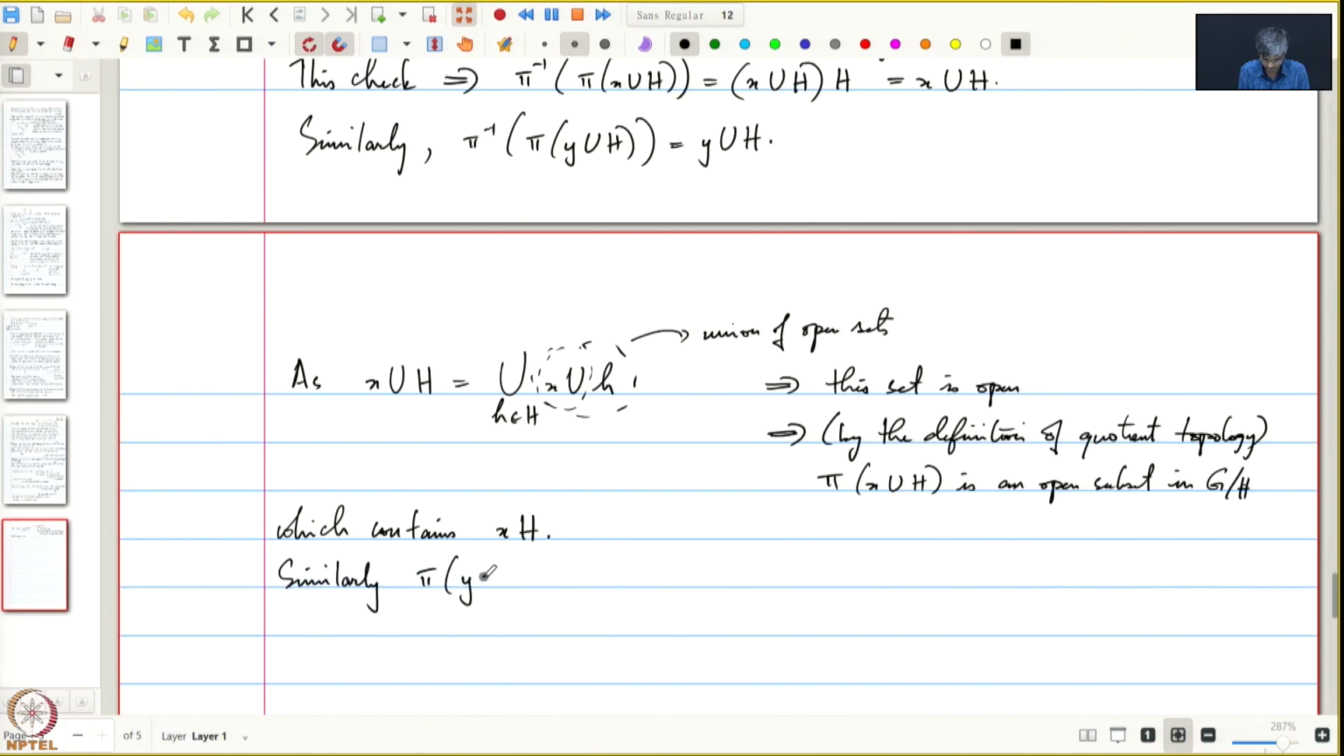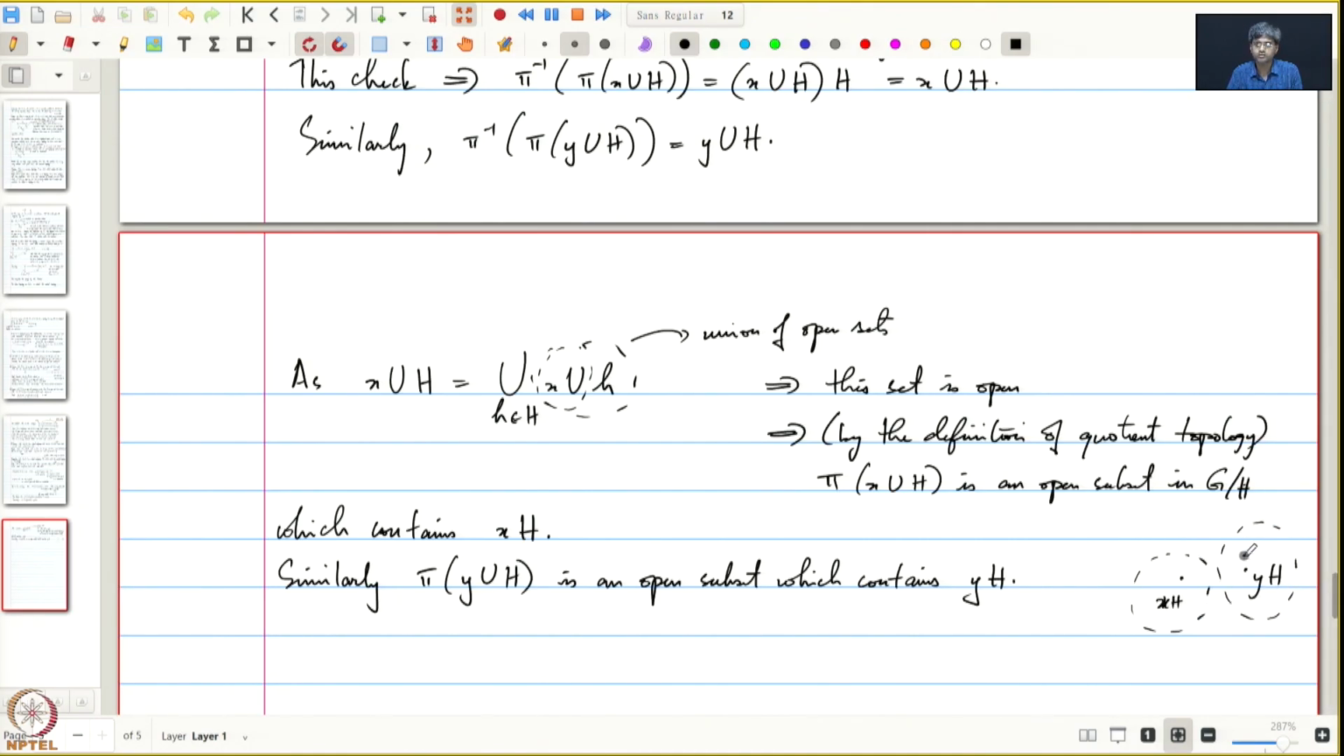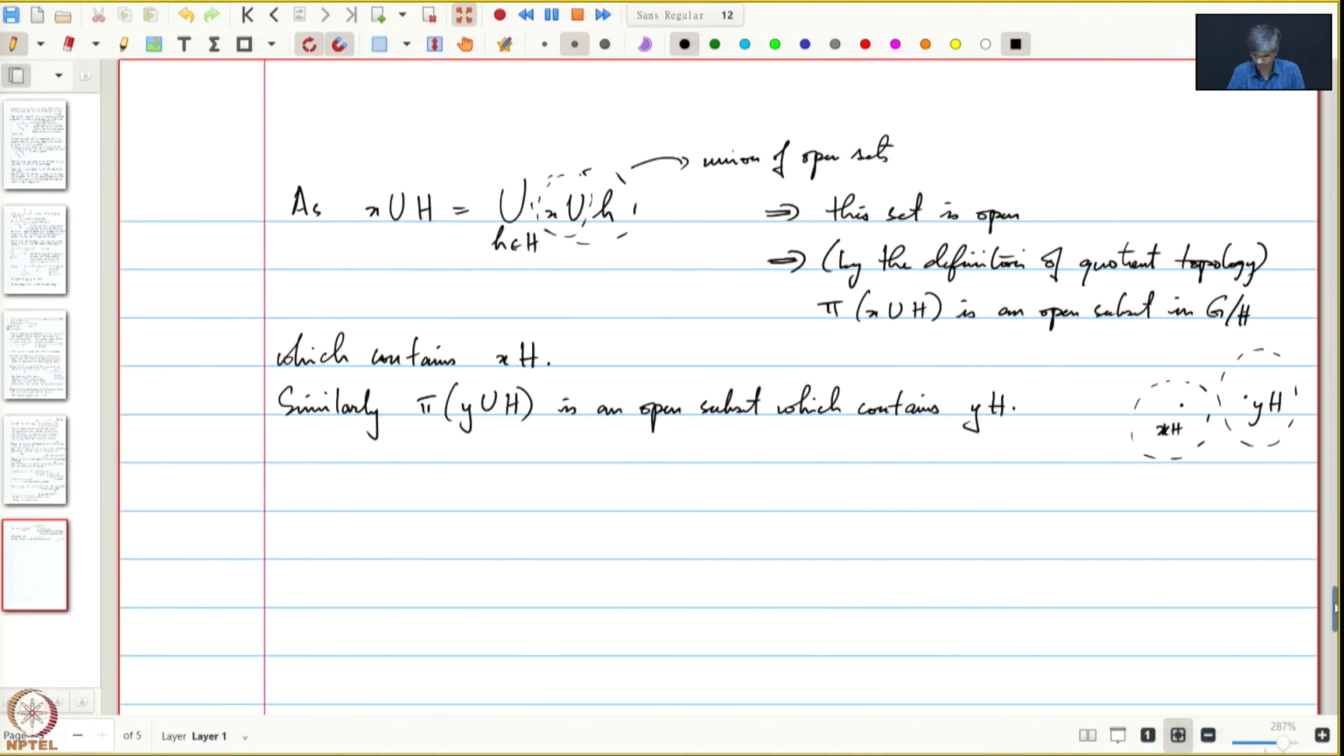Similarly, pi of y U H is an open subset which contains the coset yH. So thus we have our xH here, we have our yH here, we have constructed two open subsets around these two in the quotient topology, and we claim that these are disjoint.